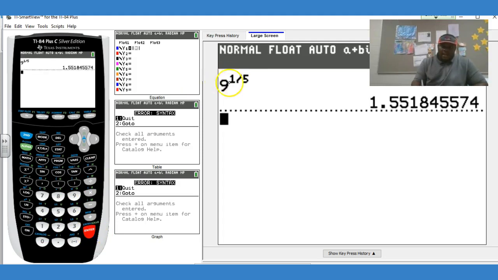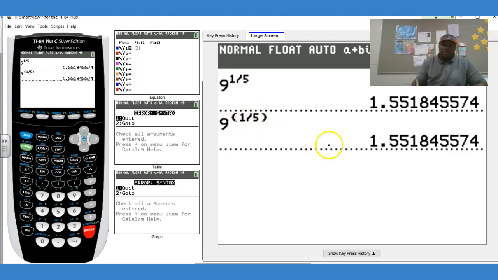Now, let's say hypothetically your calculator doesn't actually raise it. Well, you can do 9 raised to the, in parentheses, 1 divided by 5. That's actually what the directions say. But make sure you put parentheses around your whole exponent. And we'll say about 1.55, all right? 1.55.